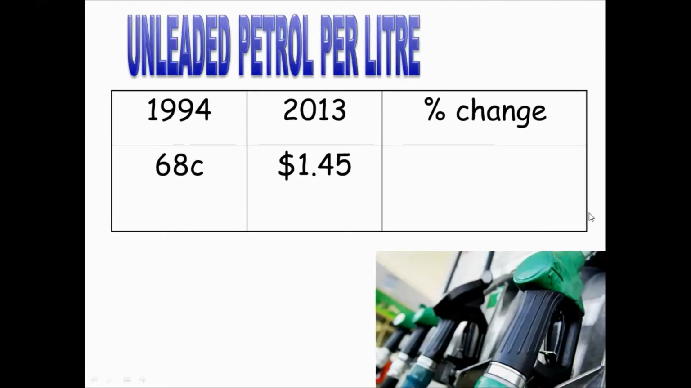Unleaded petrol per litre. I'd like you to do this one now. So the price in 1994 was 68 cents. The price in 2013 is $1.45 per litre. Take a couple of minutes to work out the percentage change between those two prices.